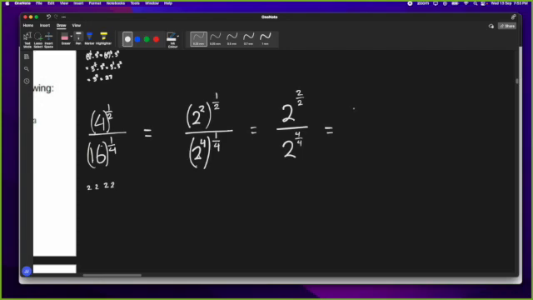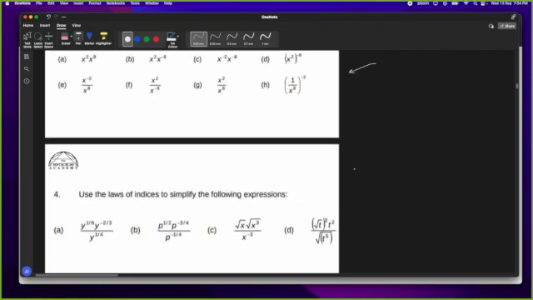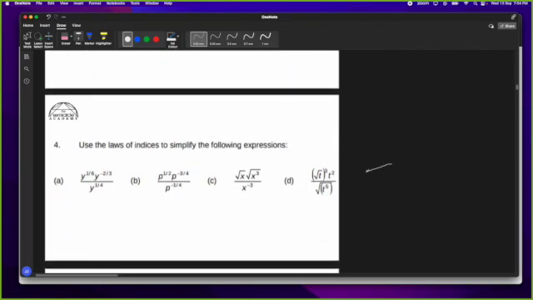And that will give me 2 to the power of 1 divided by 2 to the power of 1, which is 1. Excellent job. You have more laws of indices questions that you have to finish here.